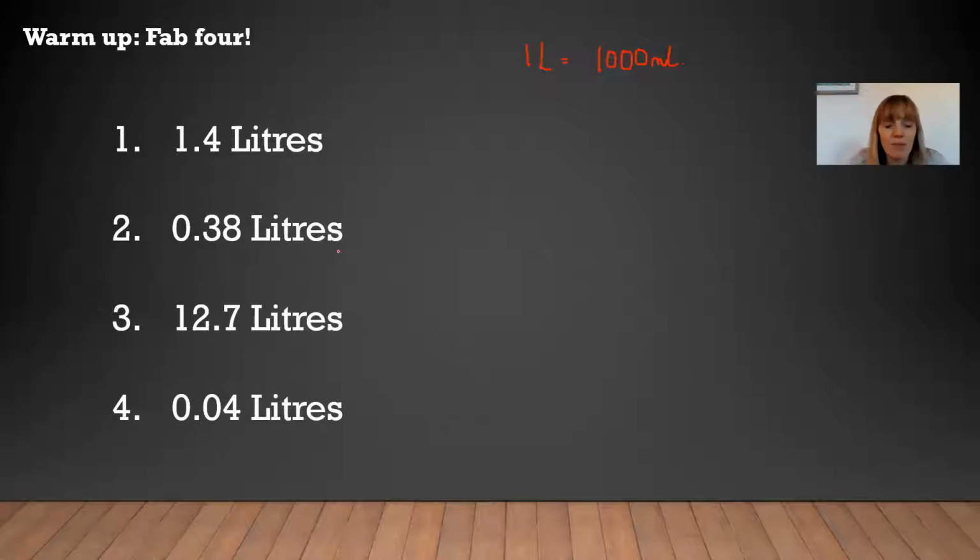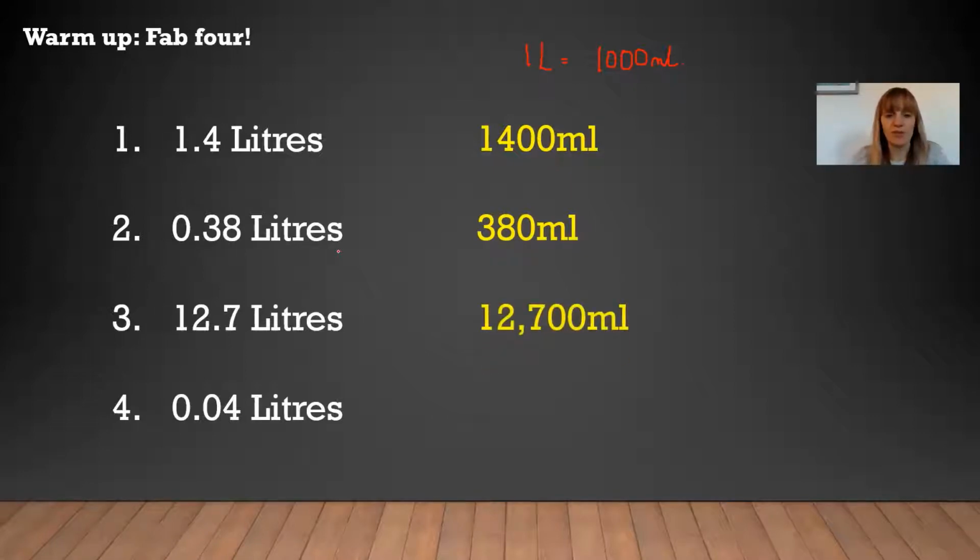All right, so here we are. Number 1, 1.4 litres is the same as 1,400 millilitres. Number 2, 0.38 litres is 380 millilitres. 12.7 litres is 12,700 millilitres. And 0.04 litres is 40 millilitres.